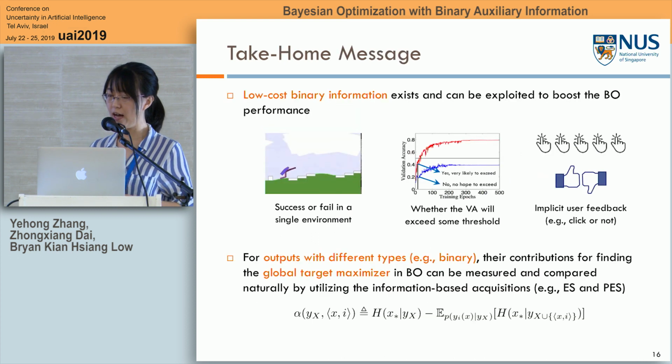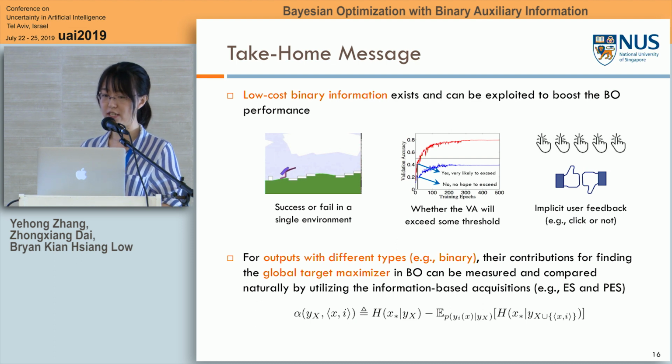Okay, in the end, I would like to summarize 2 take-home messages. The first one is that low-cost binary information exists in many applications, and we can actually exploit it to boost the BO performance. And the second one is, if your outputs are of different types, like binary and continuous, and you want to measure and compare their contributions for finding the global target maximizer or some other variable, the information-based acquisition function is a very good choice.